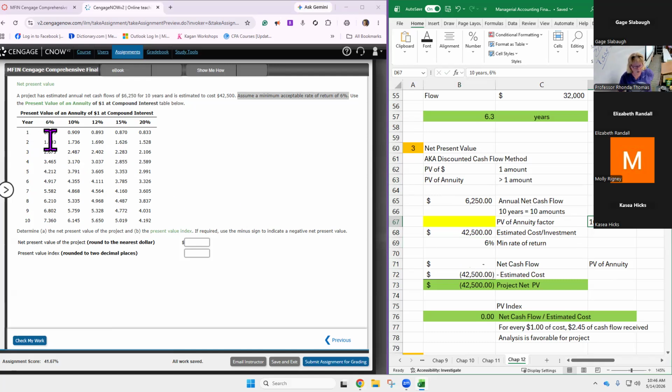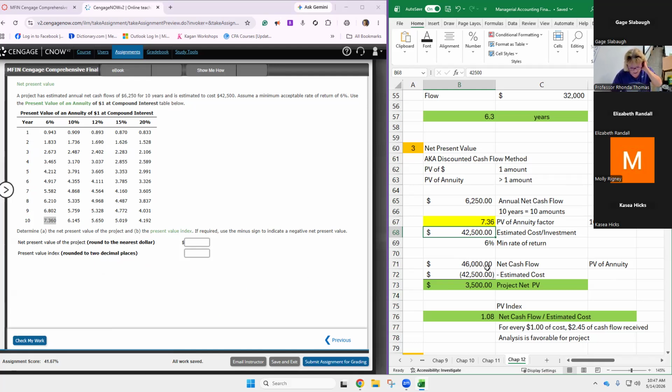So you go find your 6% column, go to 10, and there sits the present value factor that you'll want to use in this problem. 7.360, and I've got this set up to do the math. So what is the net present value of the project?